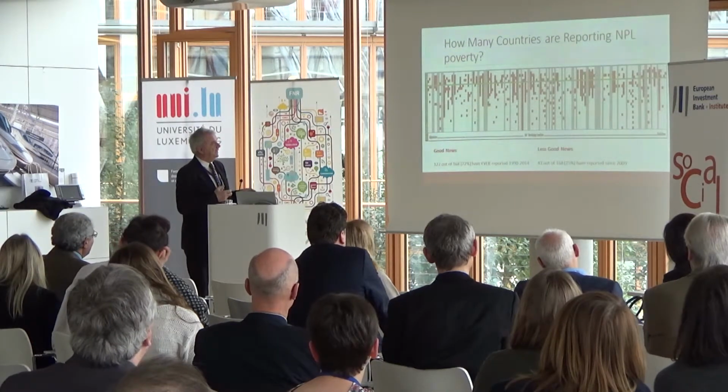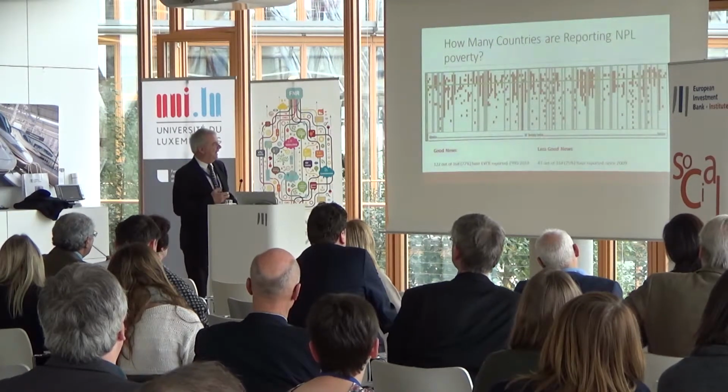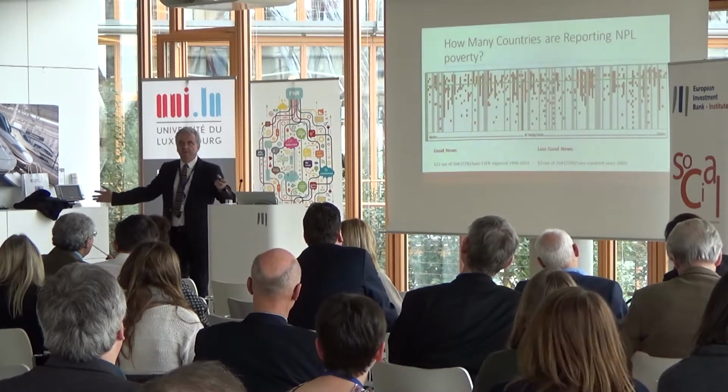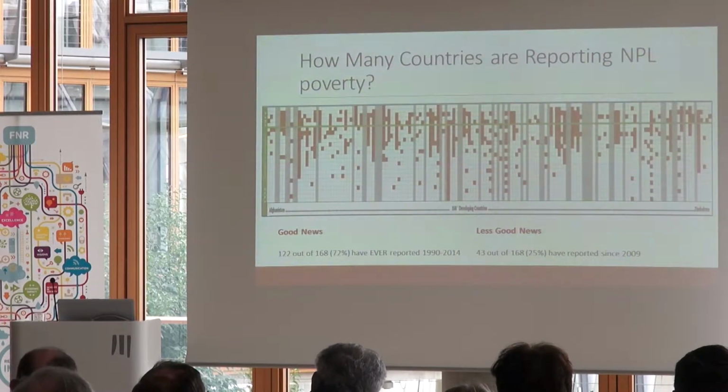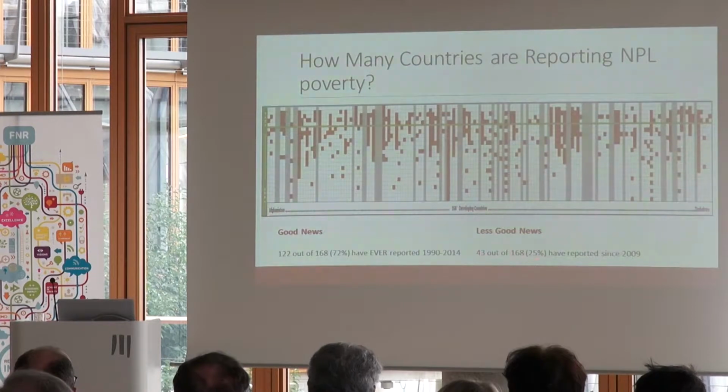168 countries, and they're ordered alphabetically, so it begins with Afghanistan here and ends with Zimbabwe over there, 72% have ever reported poverty between 1990 and 2014. And you think, wow, that's great. Yeah, we've got 3/4 of countries reporting poverty. The less good news is if you look at all those countries above 2009, so recent commitments to poverty, yeah, we go down to about 25%.